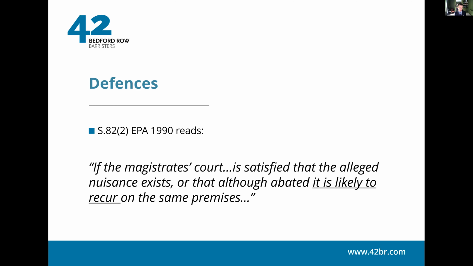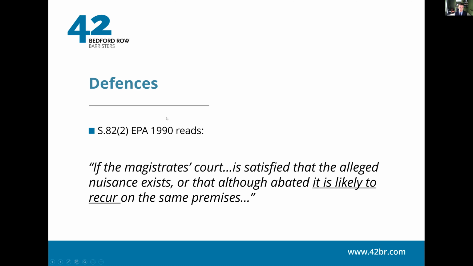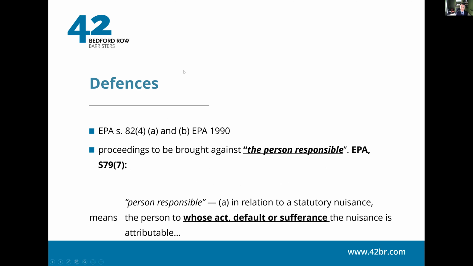If the Magistrates Court is satisfied that the alleged nuisance exists, or that although it is abated, it is likely to recur on the same premises, the court shall make an order for either or both of the following. And I'll come on to the order that can be made in part 4. Effectively, that's about works that are needed to abate the problem or indeed to prevent it from recurring. But that, at section 82, subsection 2, is in a nutshell the offence, that the alleged nuisance exists, or that although abated, it is likely to recur on the same premises.